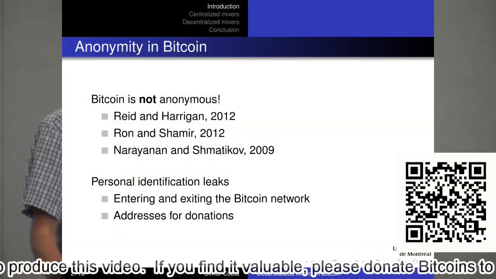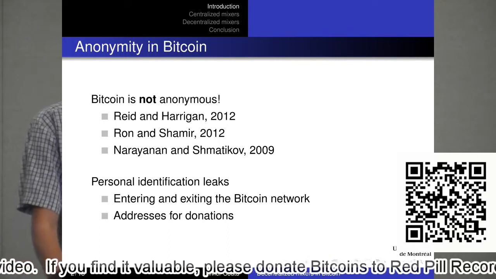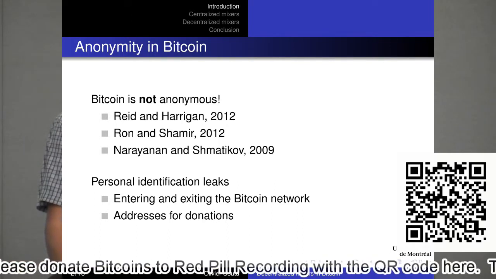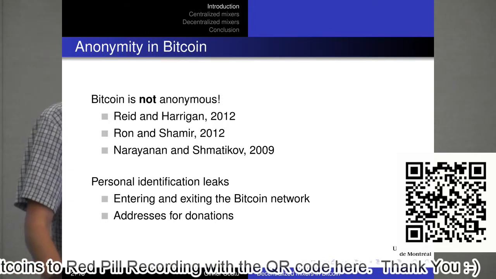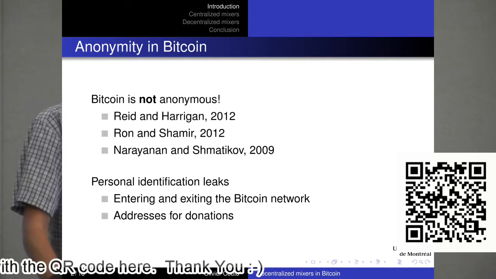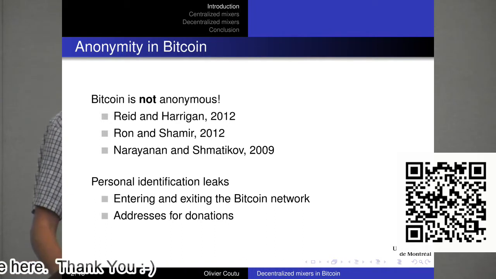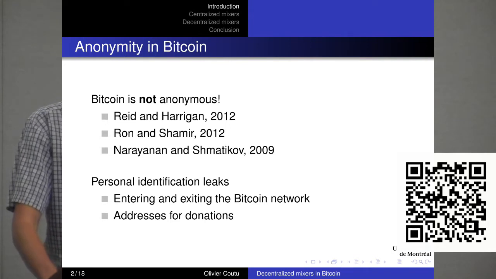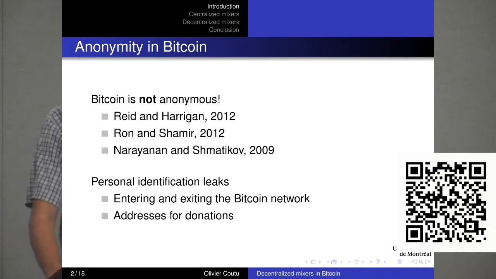I'm not going to go into detail as to why this is the case, because that was quite well explained by the ZeroCoin presentation this morning. But I mean, there's a few papers that really do point towards the idea that for most users, the vanilla Bitcoin protocol is not anonymous at all. There's just so many ways that personal identification can leak.